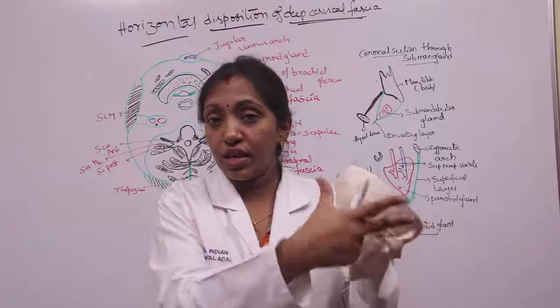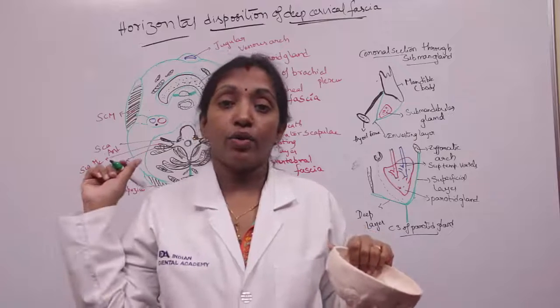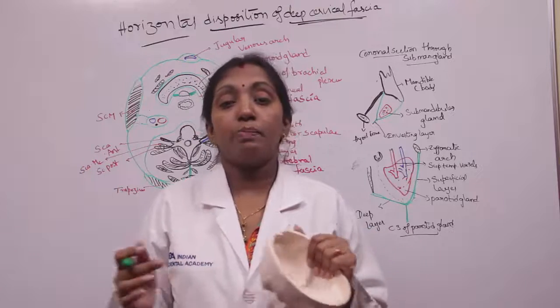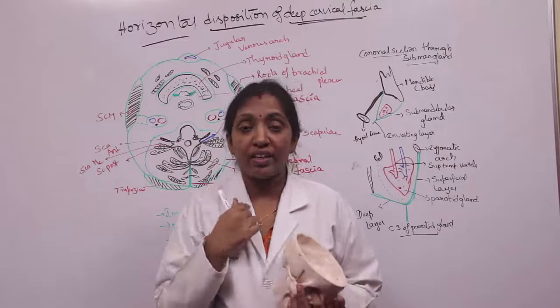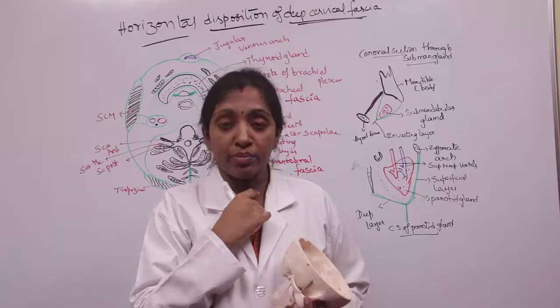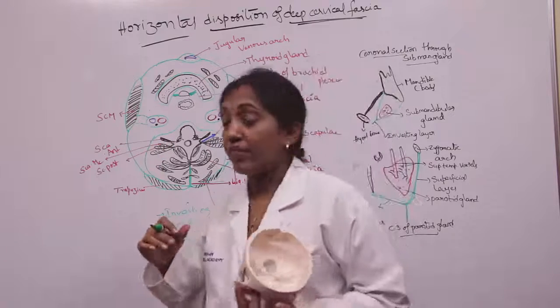Above, it is attached to these structures, and below it is attached, from behind to forwards, to the spine and acromion process of the scapula, and also to the clavicle here, and to the manubrium sterni here. So those are the extensions of the investing layer of deep cervical fascia.